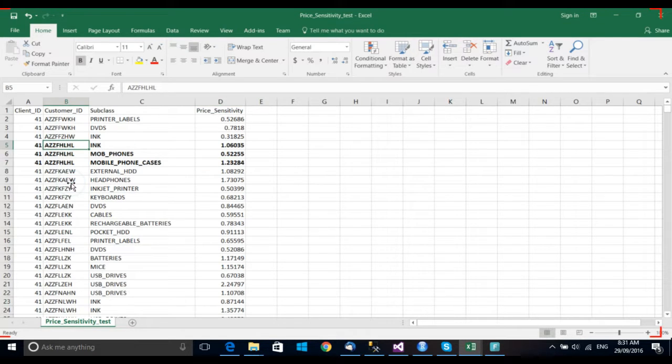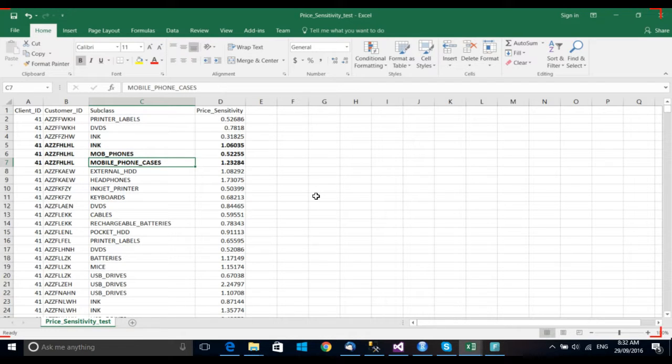Here is an example. For this customer with the ID shown here, you can see that they have 3 different classes of product that they have been purchasing: ink, mobile phones and mobile phone cases. In the case of ink, they are neither insensitive nor sensitive to price. They're average. Whereas in mobile phones, clearly they've been highly sensitive to price. This person might be interested in a discount mobile phone in the future.